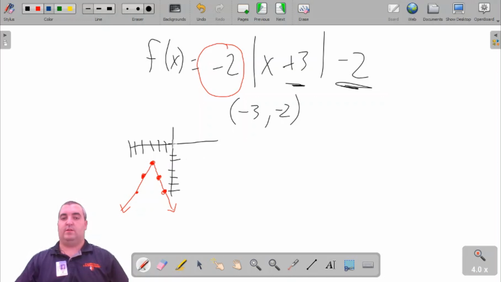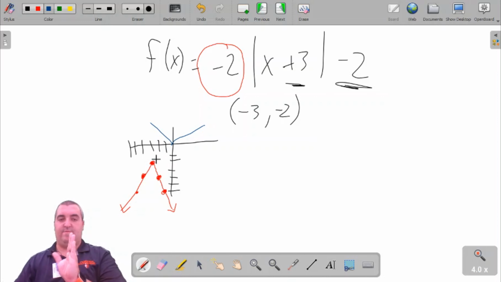If we think about the original absolute value graph, it would look more like that, based off my scale. So you can definitely see it's been stretched vertically. It's closer together, if you want to think of it that way. And it's been flipped and moved.